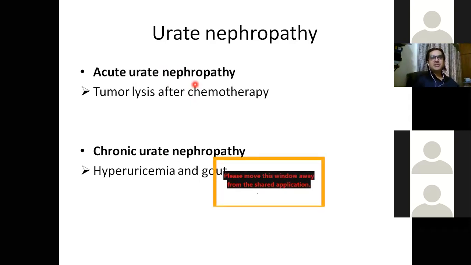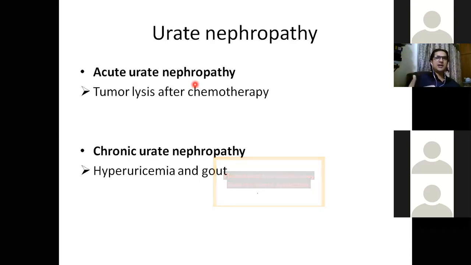And the patients who are undergoing chemotherapy, the chemotherapy is damaging the tumor cells. They are killing the tumor cells, right? And tumor cells have a lot of DNA and RNA, right? They have a large nucleus, right? So when these tumor cells are dying, that DNA and RNA are being damaged and released in high amounts.